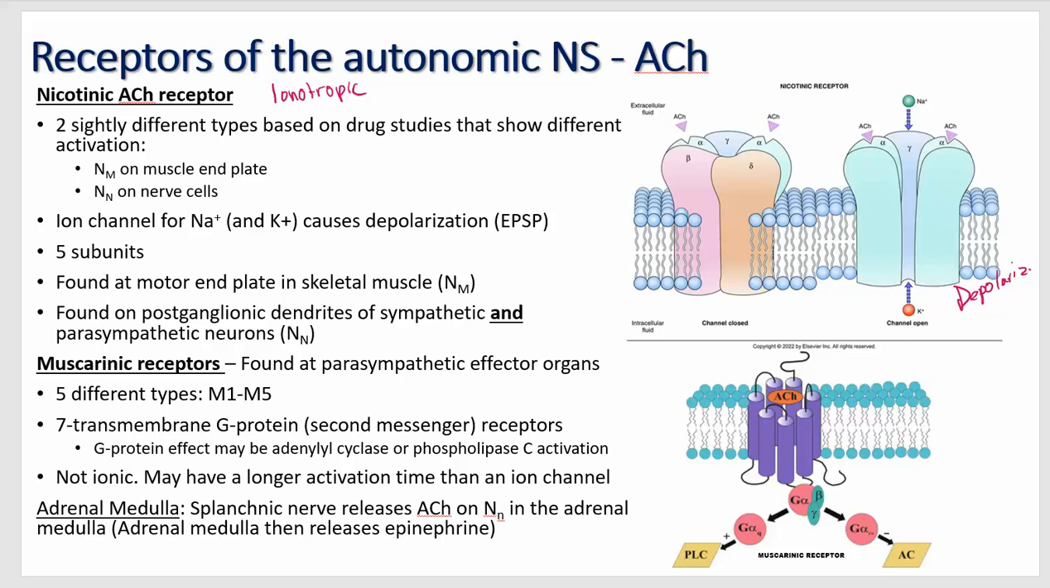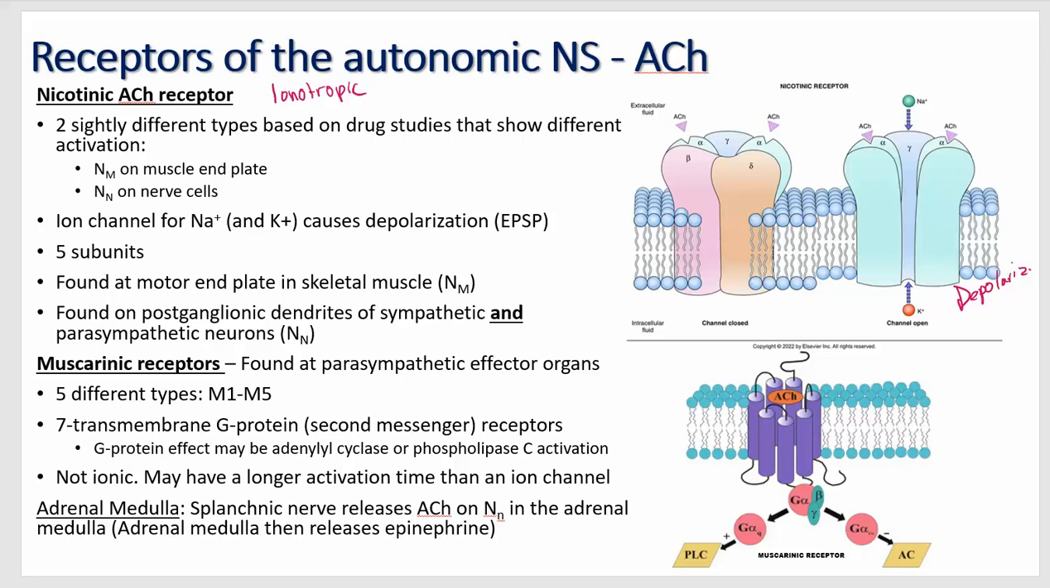An ion channel for sodium and potassium, and they cause depolarization, that excitatory postsynaptic potential. So if you have a polarized cell at -70, they will cause that to possibly depolarize, reach threshold, and cause an action potential. Okay. You can see from this picture here, it's made of 5 subunits: 2 alpha, gamma, beta, and it looks like a delta. And those are the 5 parts that come together to make that nice little channel.